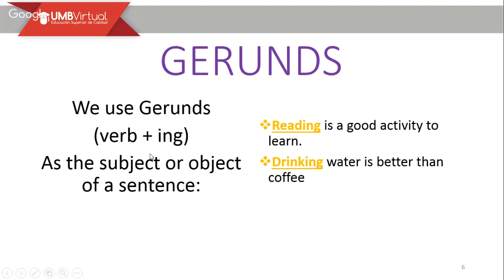So, verb plus ing as the subject or object of a sentence. En este caso, la connotación al significado en español cambia un poco, es decir que reading ya no lo vamos a traducir como leer, sino como un sujeto. ¿Cuál sería el sujeto de leer? Sería la lectura. La lectura is a good activity to learn. Drinking water, la ingesta de agua, it's better than coffee, es mejor que el café. Y así con los otros verbos que nosotros podamos colocar o utilizar en gerundio.